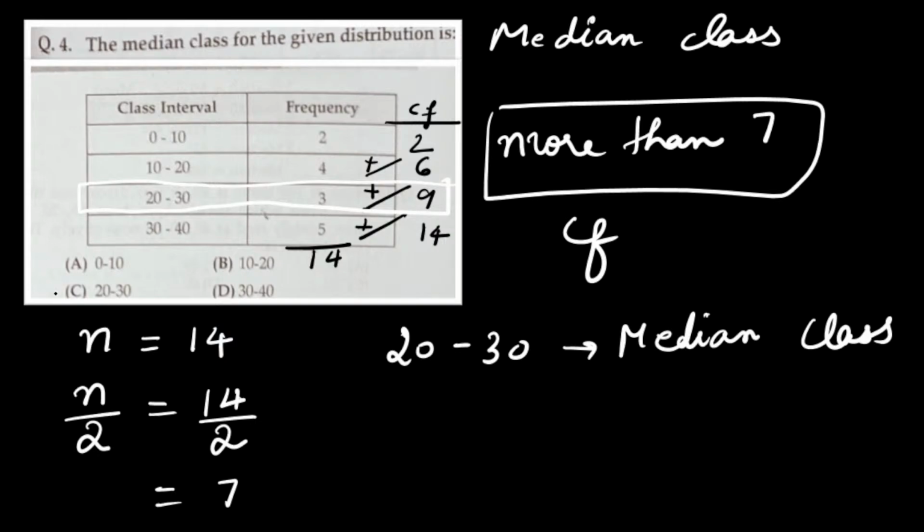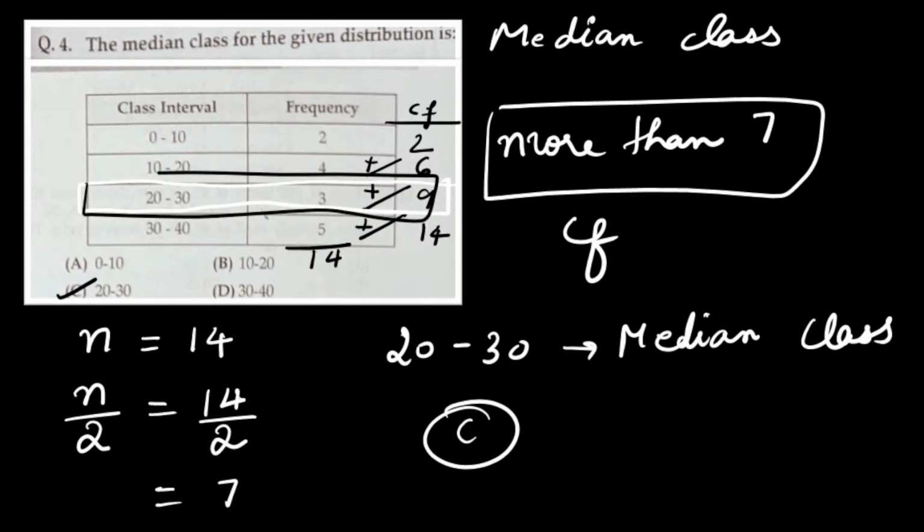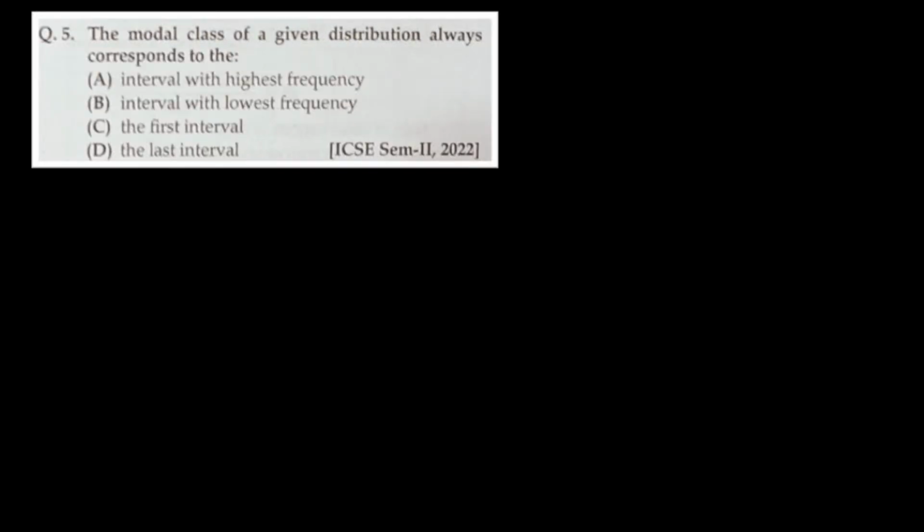Option C. So we have to find n by 2 in cumulative frequency. More than n by 2 we have to find. Here n by 2 was 7, so more than 7 was 9. So in front of 9, whichever class interval is there, that class interval is known as median class. So option C.